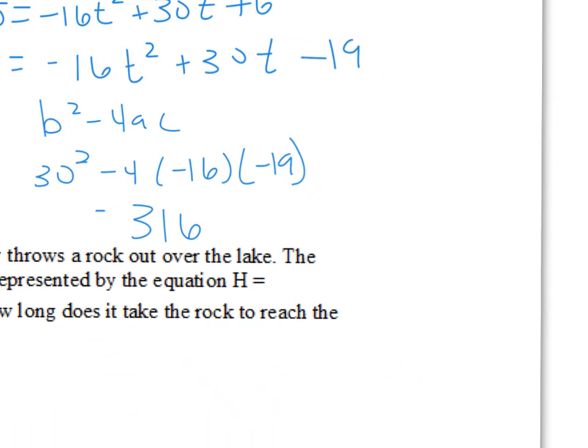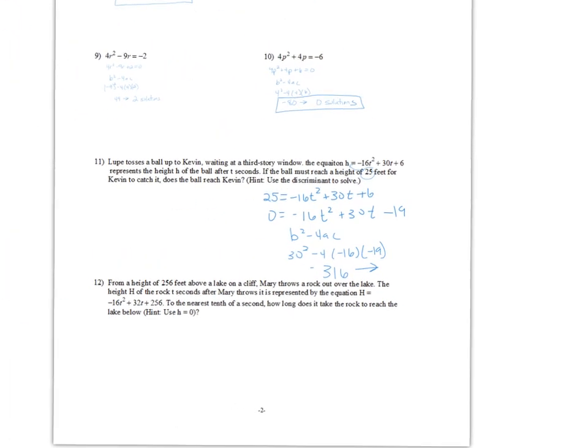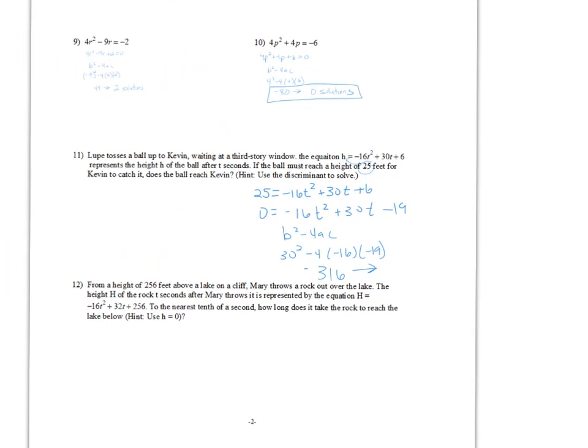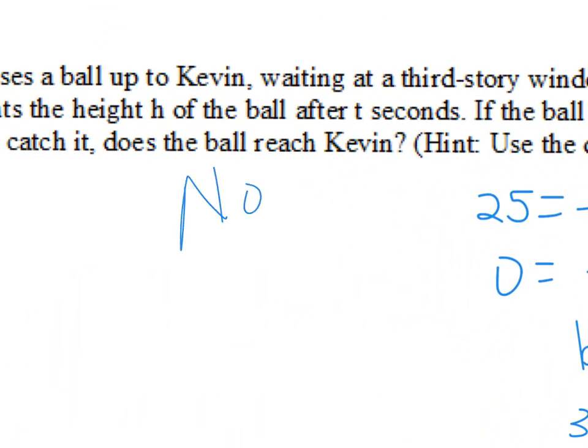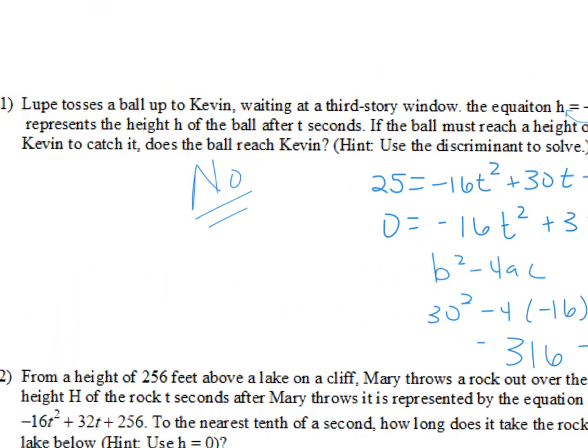That's not so good. Can't have a negative inside the square root, which means it's never actually going to hit 25 feet. It might get 23, it might get 24, but it cannot get 25. So the question was, does it reach them? So the answer will be no. Okay, and that's because you have a negative discriminant.